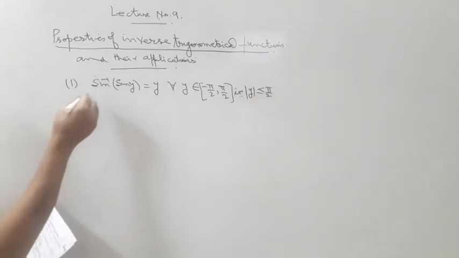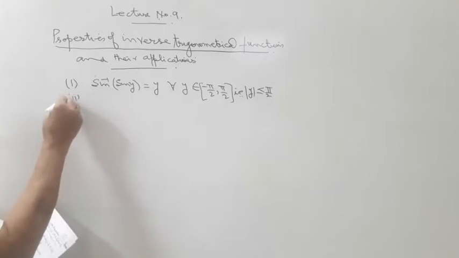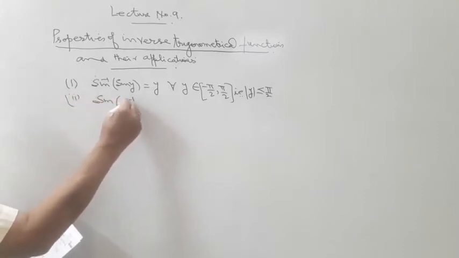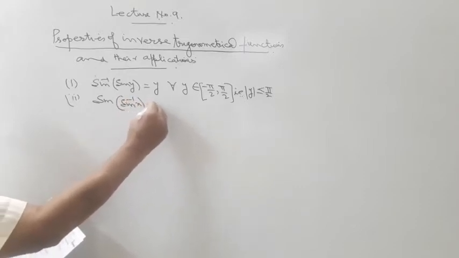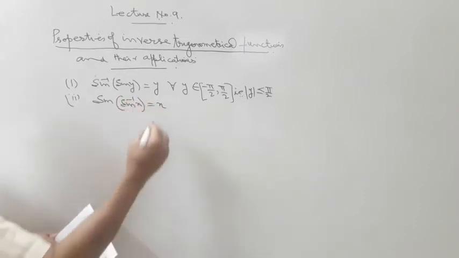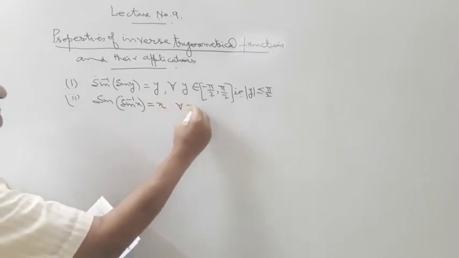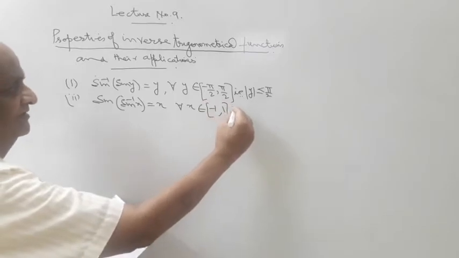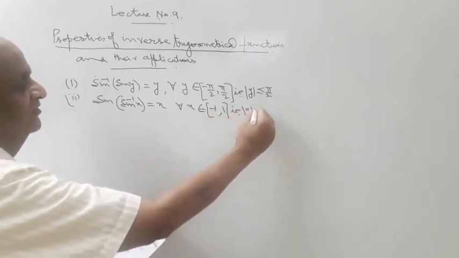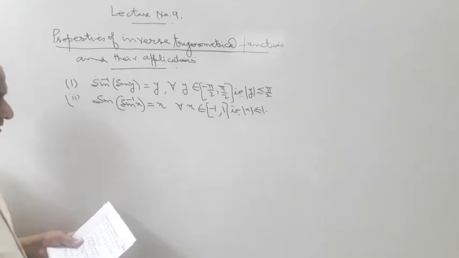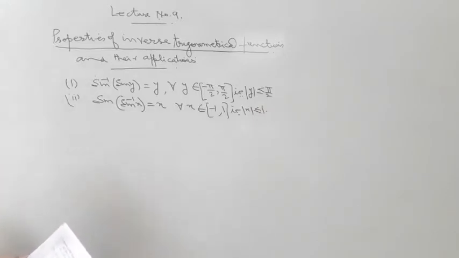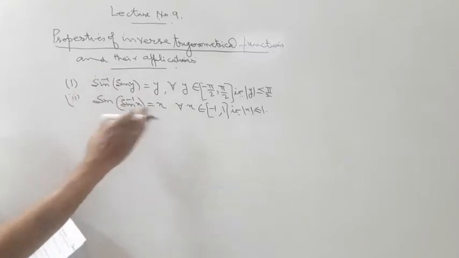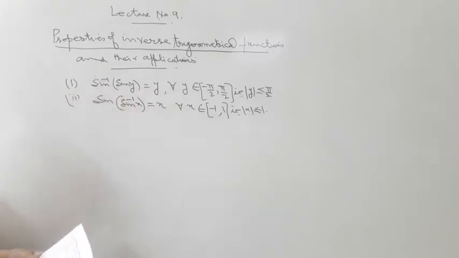And simultaneously, based on it, sine of sine inverse x is equal to x, for every x belonging to minus 1 to 1 closed, that is, x modulus less than or equal to 1. This is the first property we have discussed: sine inverse of sine y is equal to y, or sine of sine inverse x is equal to x.